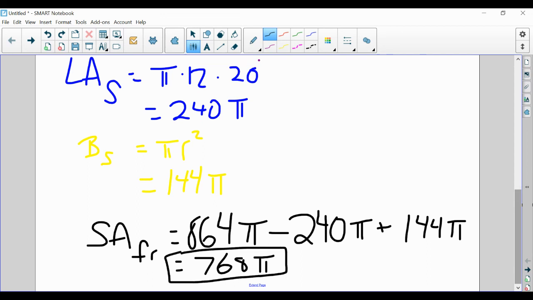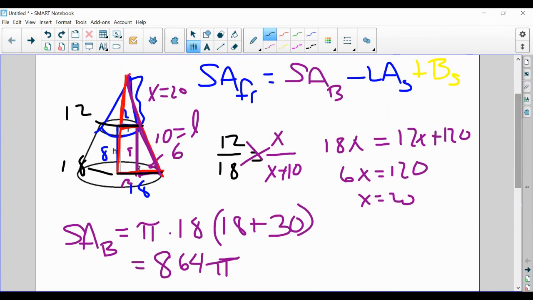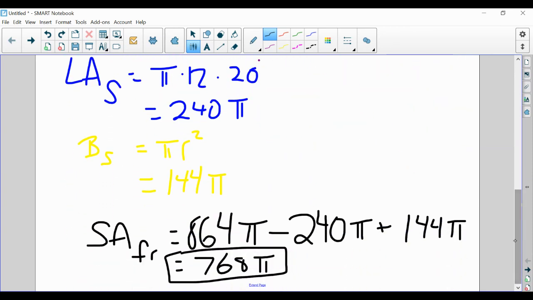Just to recap, we draw in the decapitated head. We use similar triangles and proportions to find the measurements of that small cone. And we use this idea that the surface area of the frustum is the surface area of the big cone minus the lateral area of the small cone plus the base of the small cone. And that's how we get the surface area of the frustum.